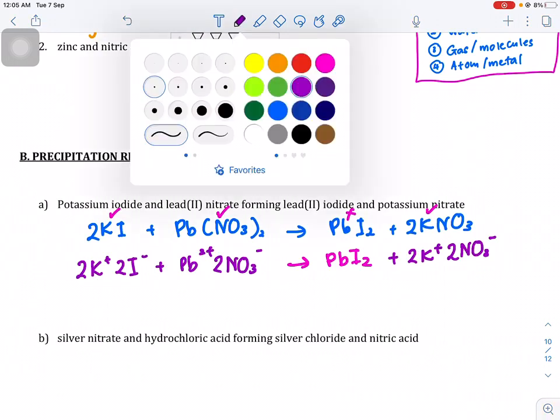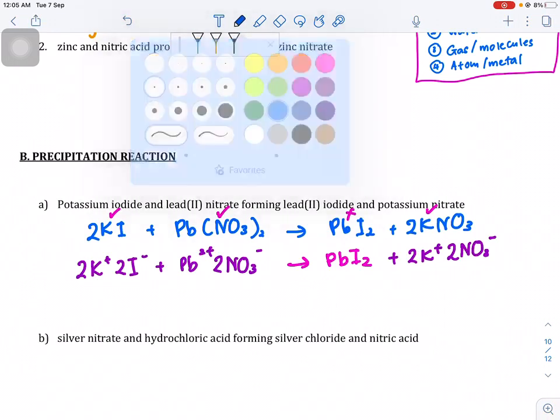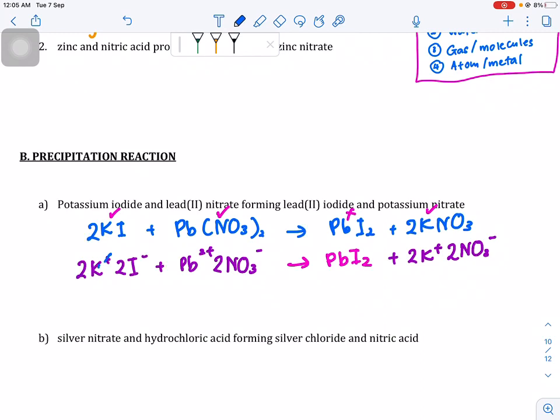The last step, kita cancel the same. Okay. So, apa yang sama? Potassium, nitrate. So, what is our ionic equation? We have iodide ion plus Pb2+. The product is PbI2. This is our ionic equation.